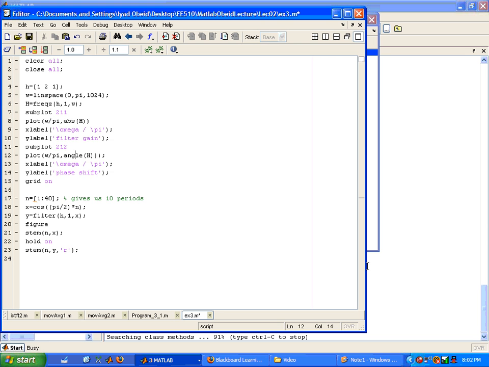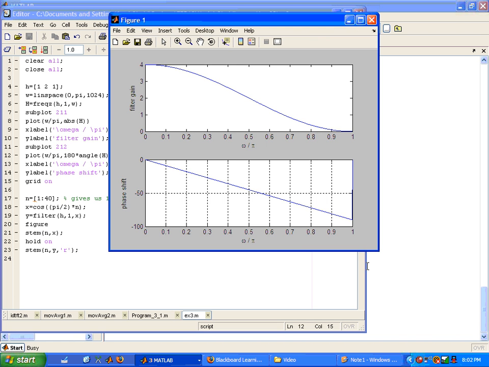Which I guess I can just convert myself, right? Or to degrees myself. So I'm going to take the angle, divide by 2 pi and multiply by 180. Divide by 2 pi, times 180. Okay, so now I should get my plot in degrees. Perfect.